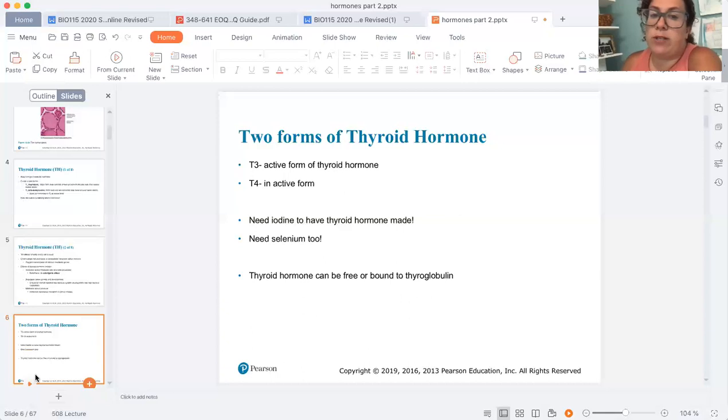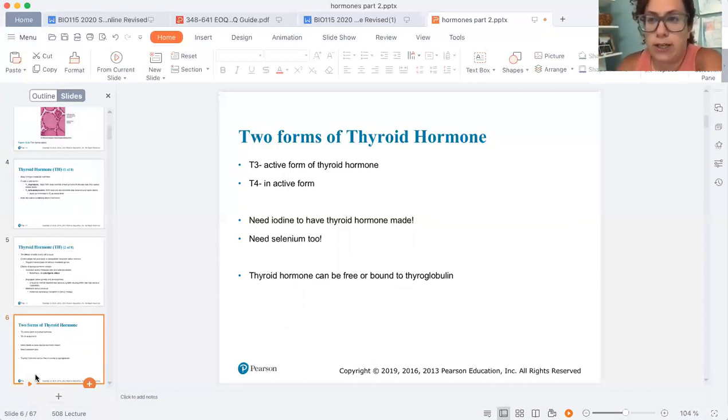Then we have T4, which is the inactive form, which gets stored and bound in tissues until we need to activate it. Important nutrients to understand: we need iodine to have thyroid hormone made, because that's what it's made of. We also need selenium, because it's really important for thyroid hormone production. Thyroid hormone in the body can be free, which are the ones that really do most of the effect, or bound to thyroglobulin.